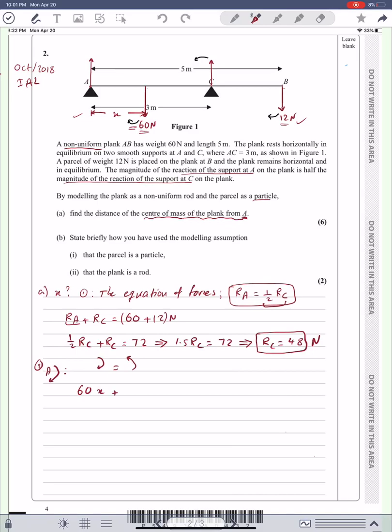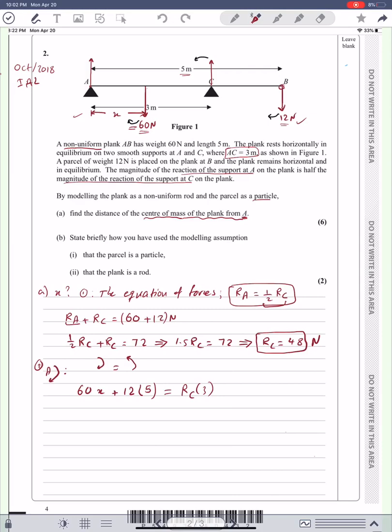We have another force in the same direction, which is 12 newtons. The distance is the length of the plank, which is 5. The distance between B and A is 5, is equal to RC, the only force. The distance between C and A, he told us in the question, is 3 meters. So times 3.